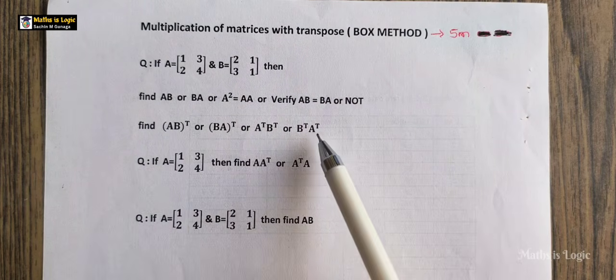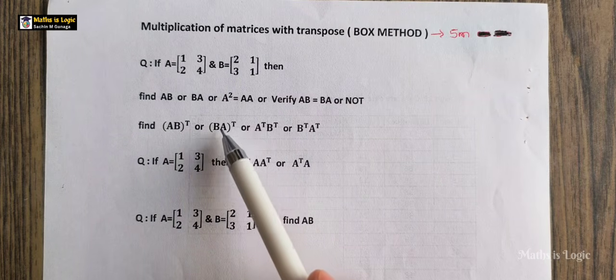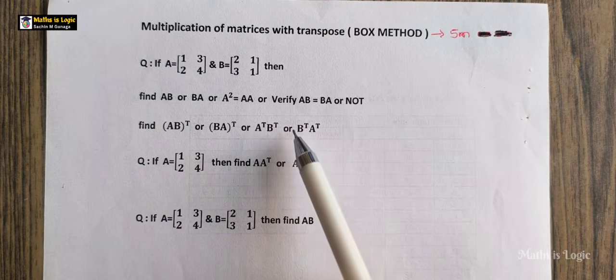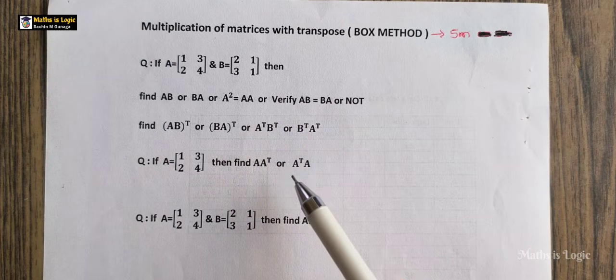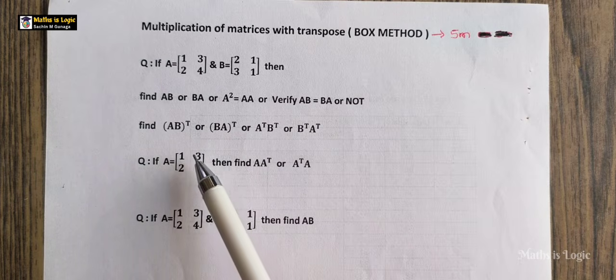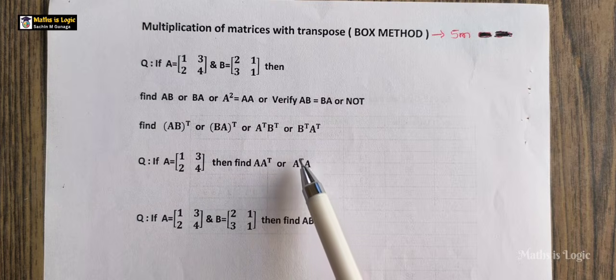Next, with using transpose, they may ask find AB the whole transpose or BA the whole transpose, or A transpose into B transpose, or B transpose into A transpose, or else only the A matrix they will give and they will ask find A into A transpose, otherwise A transpose into A.